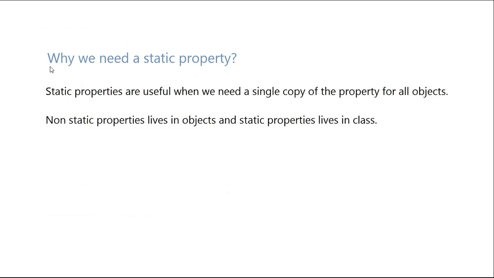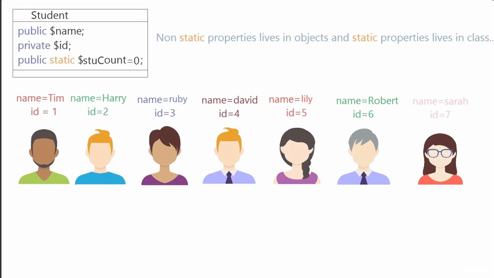So, why do we need a static property? Static properties are useful when we need a single copy of the property for all objects. So, non-static properties live in objects and static properties live in the class. Now, what's that? Non-static properties live in objects and static properties live in the class.